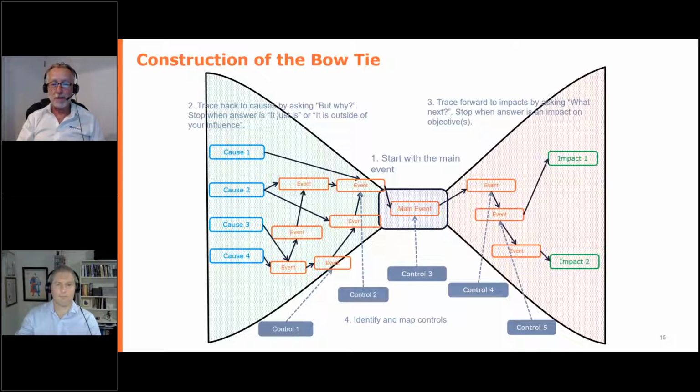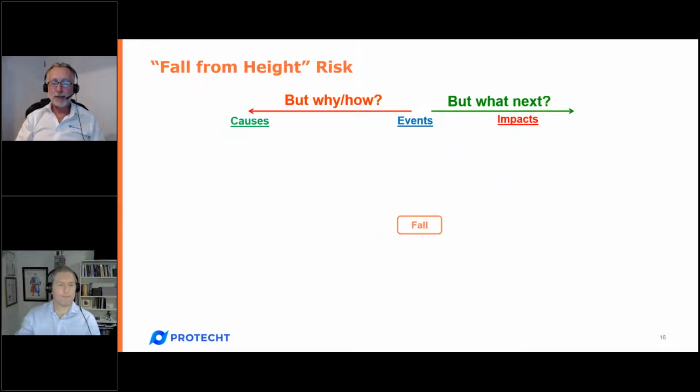So let's do it for our falling from heights. No surprise, in the center, we've got falling from height. It is our main event, the point at which the person loses control or their day goes from okay to pear-shaped. But why did they fall? Because they slipped. But why did they slip? Because of human error. Now, be careful.